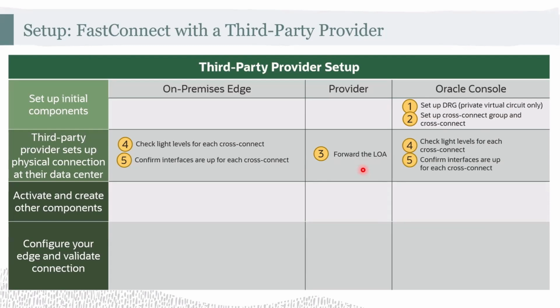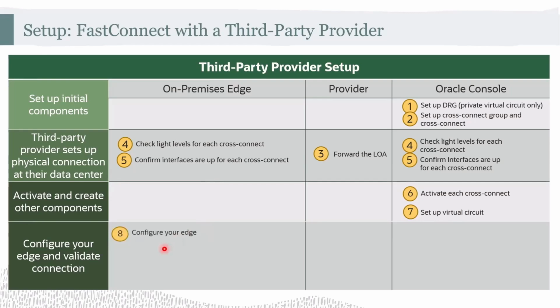After the third-party provider completes the setup of the physical cross connect in the Fast Connect location, you need to confirm from your side that the light levels for each physical connection are good. You also need to confirm that the interfaces are up for each cross connect. Now, when your physical fiber cables in the Fast Connect location are set up and ready to use, you need to activate each cross connect that you set up earlier. This process of activation informs Oracle that the physical fiber cable is ready. After that, you can set up your virtual circuit. That means you can create one or more virtual circuits for your connection.